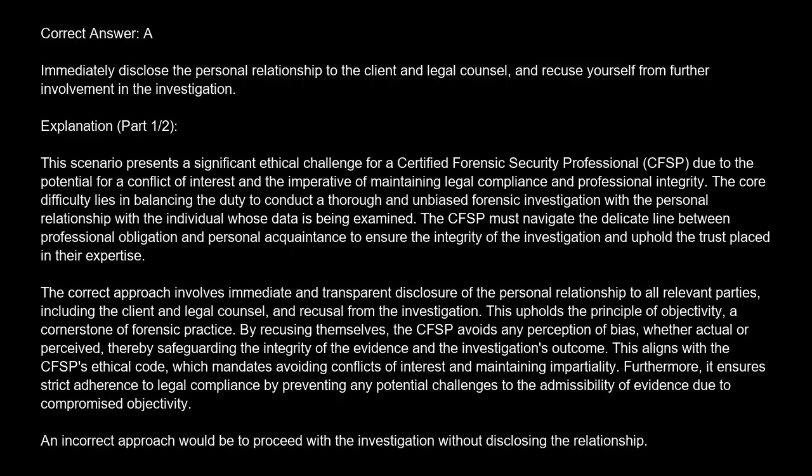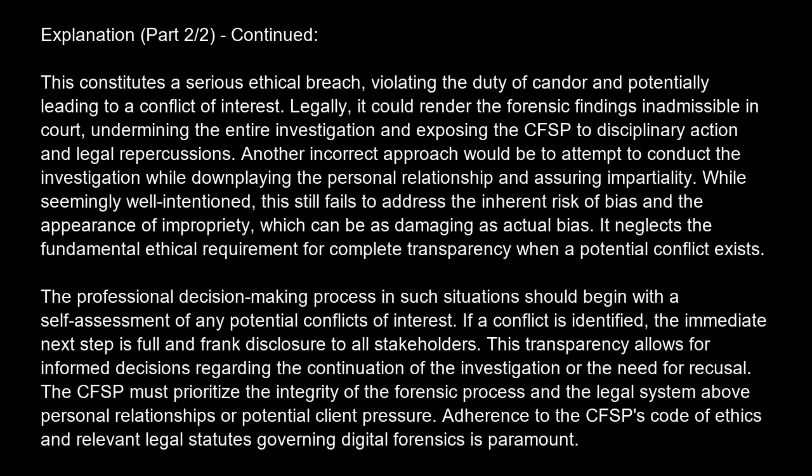An incorrect approach would be to proceed with the investigation without disclosing the relationship. This constitutes a serious ethical breach, violating the duty of candor and potentially leading to a conflict of interest. Legally, it could render the forensic findings inadmissible in court, undermining the entire investigation and exposing the CFSP to disciplinary action and legal repercussions.